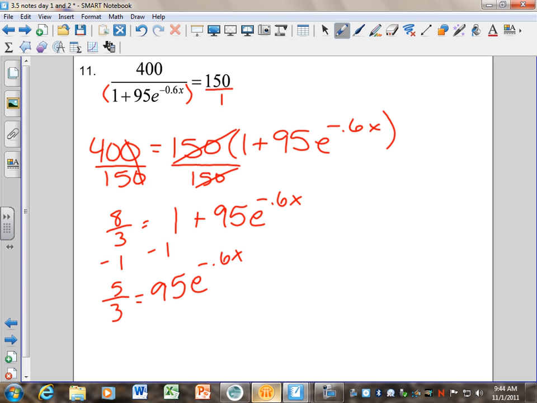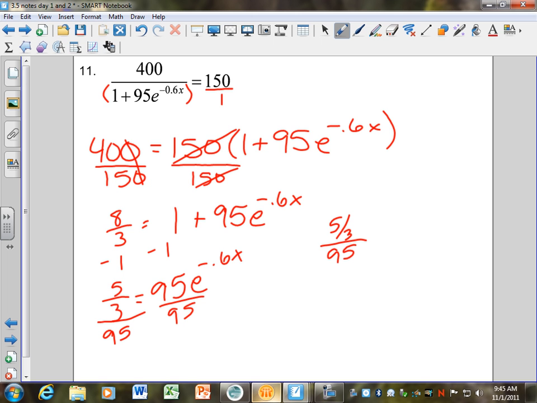And then this is where I talk about rounding off error. Like I always try to get you to: don't use a decimal until you have to. So when I divide by 95, you can do a few things. I mean, you could get a decimal. But you could also just write that as 5/3 divided by 95. I could write this as 5/3 divided by 95 equals e to the negative 0.6x. Because any time that you use a decimal, you're not using an exact answer. Does that make sense of what I'm saying there? So I always try to keep it exact until the very end.